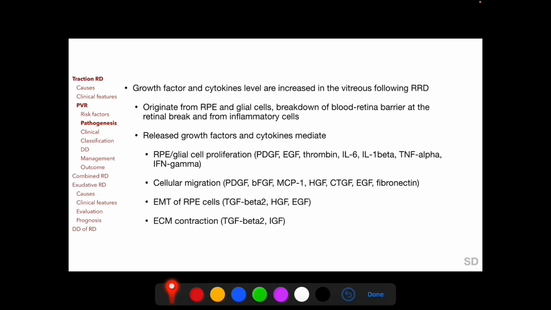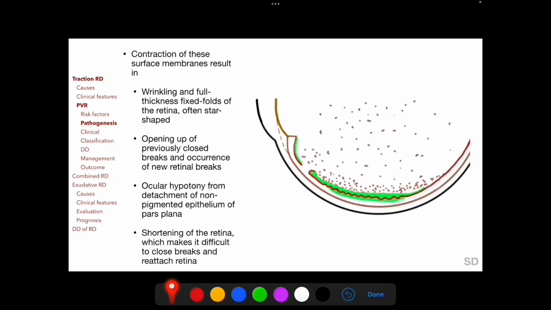Contraction of these surface membranes results in wrinkling and full thickness fixed folds of the retina, opening up of previously closed retinal breaks, and occurrence of new retinal breaks, ocular hypotony from ciliary body detachment, and shortening of the retina, which makes it difficult to close retinal breaks and reattach the retina.